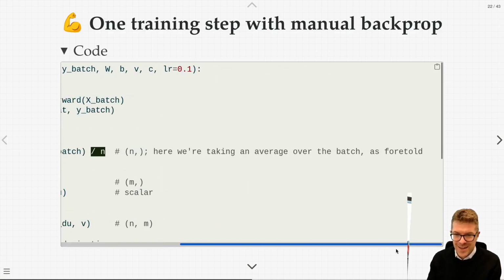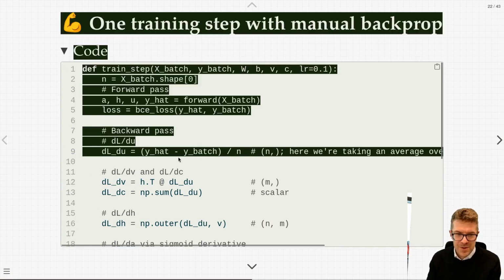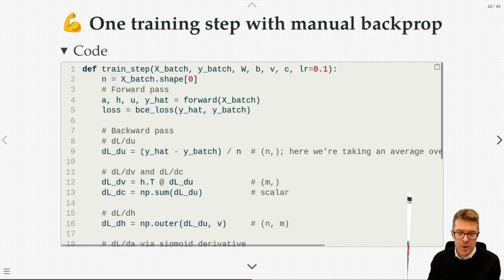This is because we're doing a batch now. We're not just doing one loss for one variable at a time, but we're computing over a batch. We're taking the averages. So given a vector y hat and a vector y batch, we'll take the average of these, and this will give us dL/dU.